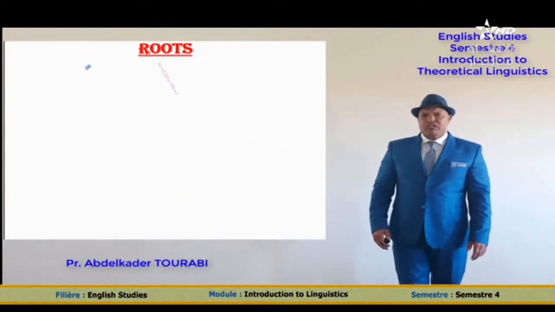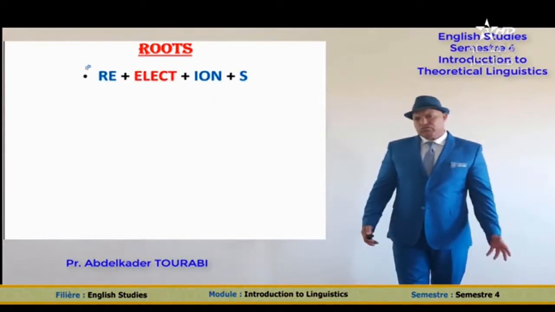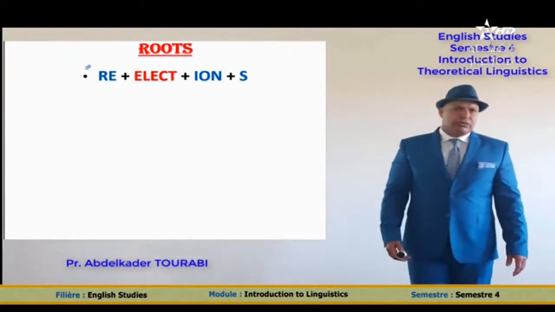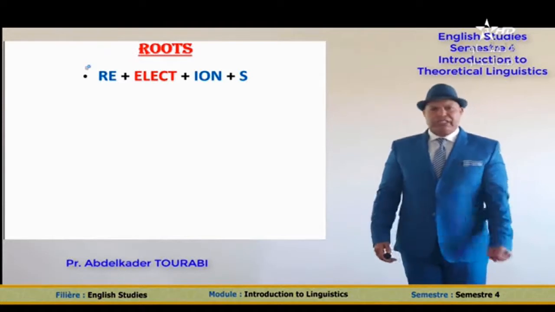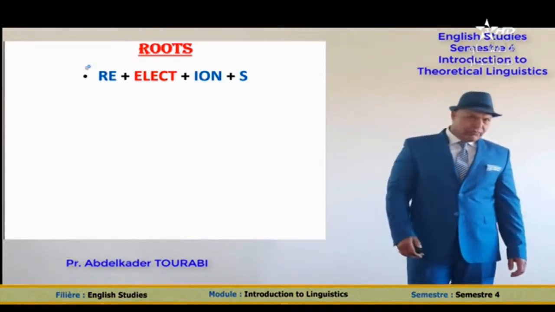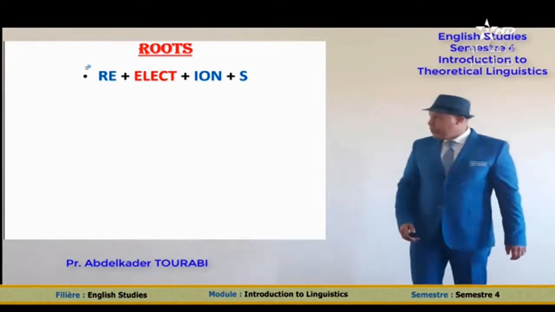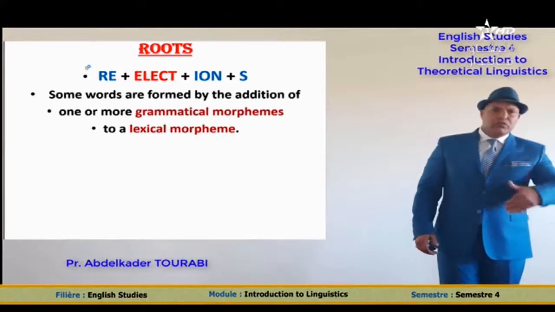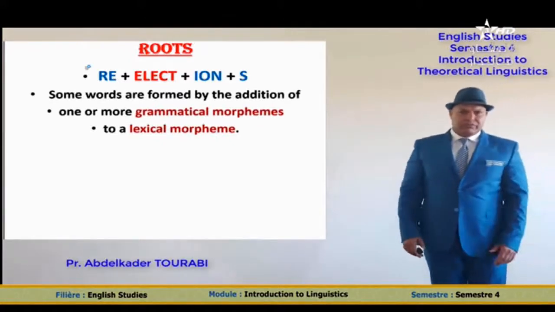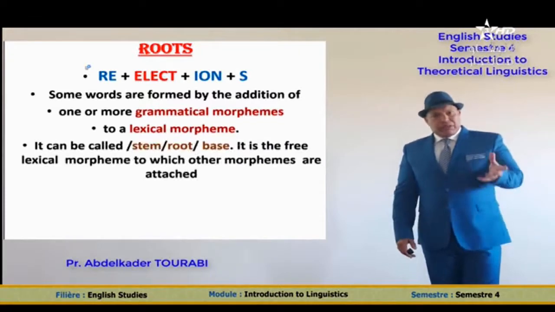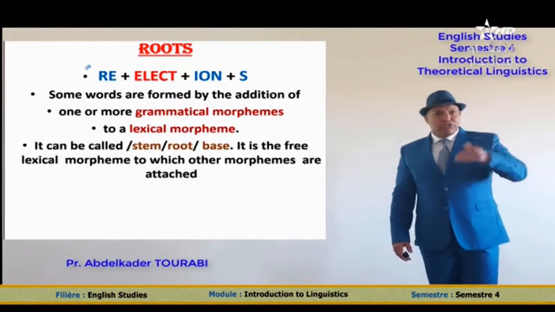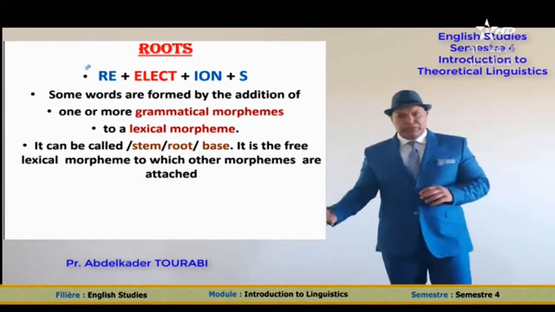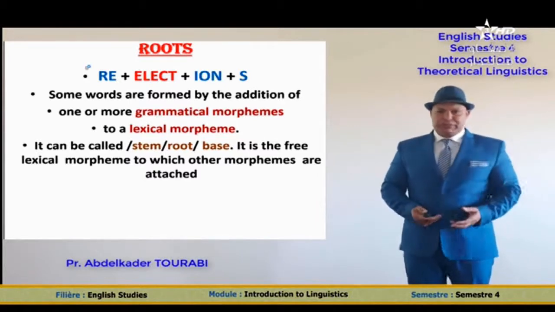Root, stem, and sometimes base have the same meaning, the same meaning for the word or the morpheme root. We take an example here, re-elections. Some words are formed by adding one or more grammatical morphemes to lexical morphemes. It can be called stem, root, base. It is the free lexical morpheme to which other morphemes are attached, either in the initial position, or in final position, or in the middle.